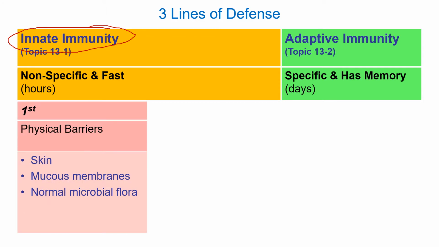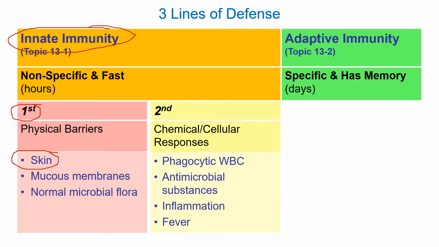If you take a look at the innate immune system, we're talking about 2 parts. The first line of defense is physical barriers, of which mostly we're going to be talking about what is going on at the skin. The second line of defense is more chemical or cellular, so we're talking about WBC, by that I mean white blood cells, and some various chemical responses.